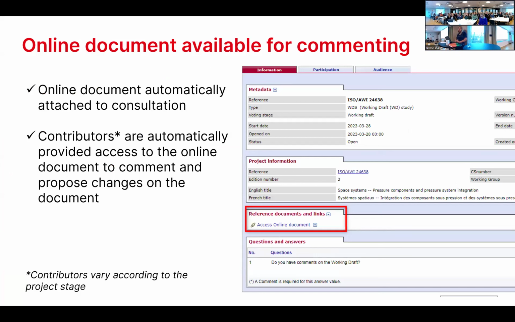This is what it looks like. When the online document is available for commenting, you can see under the reference documents and links, you can just click on access the online document and you will be redirected to the online document. So it's automatically, like I said, attached to the consultation, and the contributors are automatically provided access, and the contributors vary according to the project stage, so it's very important to bear that in mind.